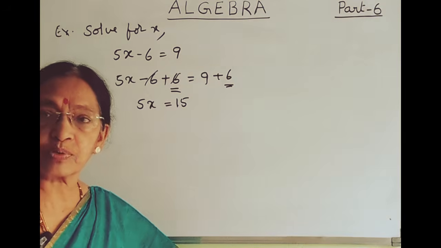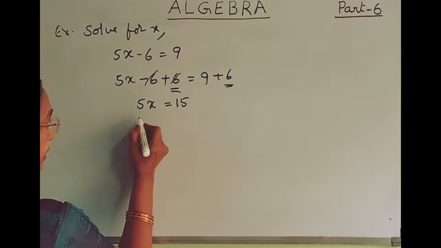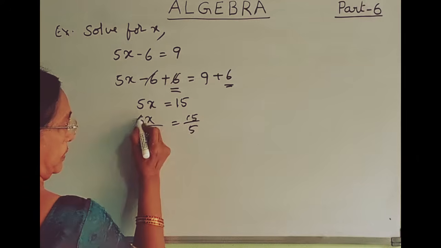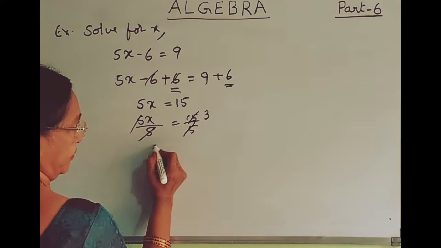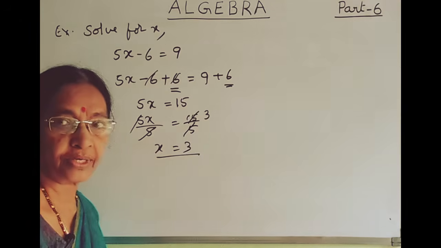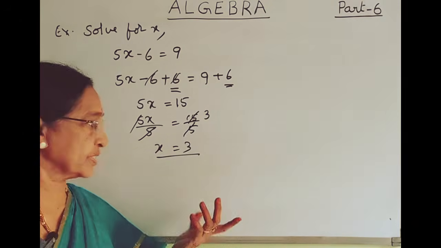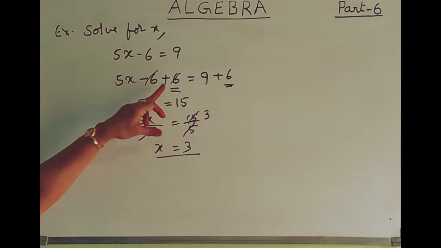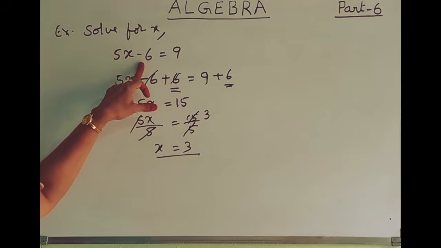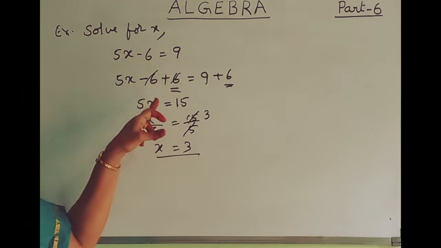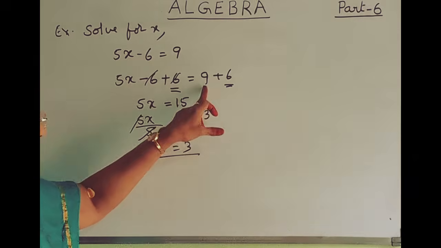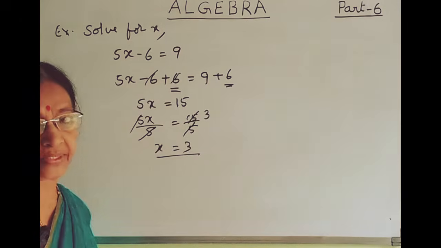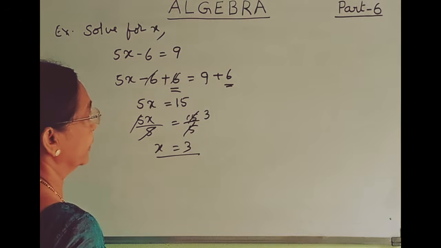Now, divide both sides of the equation by 5. 5 ones are 5, 5 threes are 15. Therefore, x is equal to 3. Thus, we can isolate the variable from the equation and get the value of the variable. So here we have added 6 because there is minus 6. If we add 6, both become 0. In another way, we can take minus 6 to the other side and it becomes plus 6. Either way we can do.